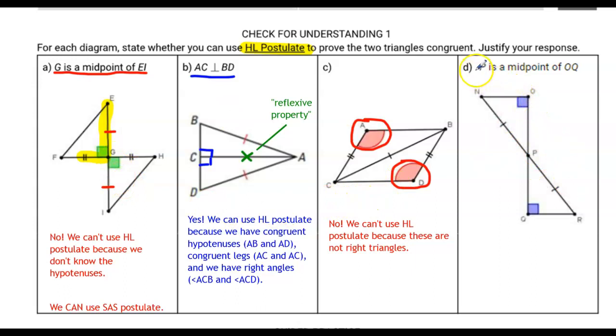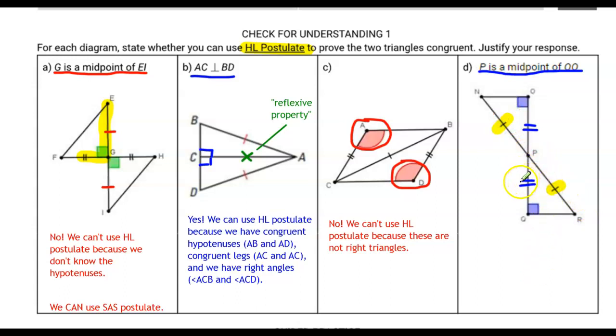Moving on to the last one, if we know that P is a midpoint of OQ, is this eligible for hypotenuse-leg postulate? As it turns out, if I know that this side is congruent to this side, if I know that this side is congruent to this side, and I know that this angle is congruent to this angle, I know that I have a pair of hypotenuses, NP and PR.